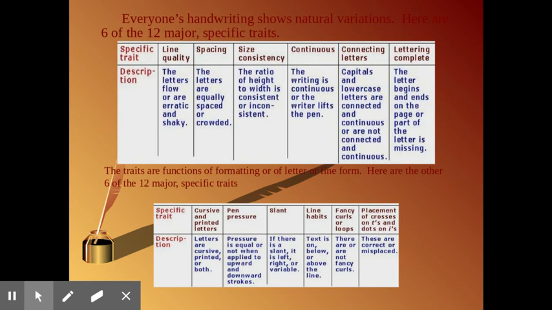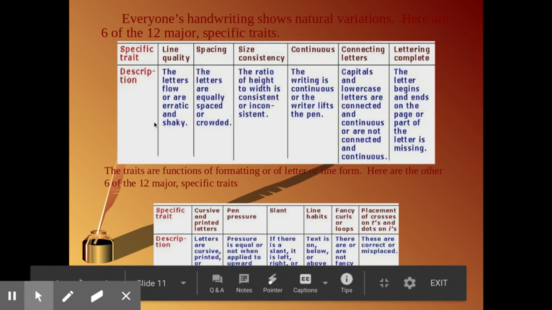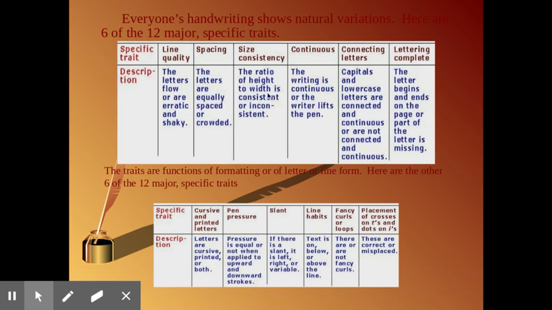So you are going to be doing some handwriting analysis tomorrow, I believe. These are the things that you need to do when you are looking at something. You need to digest each piece and say, okay, let me look at the line quality. Do the letters flow? Are they erratic and shaky? Are they equally spaced or are they crowded? The size consistency: is the ratio of height to width consistent?